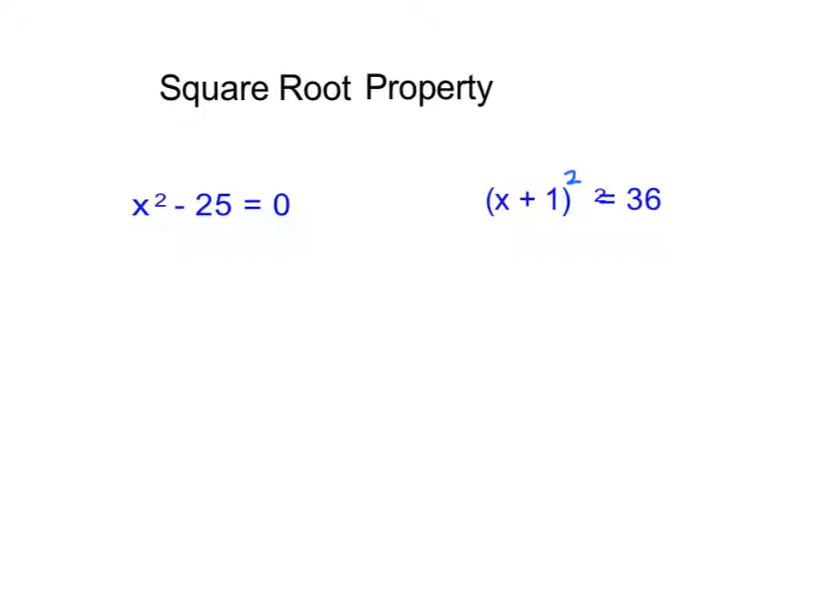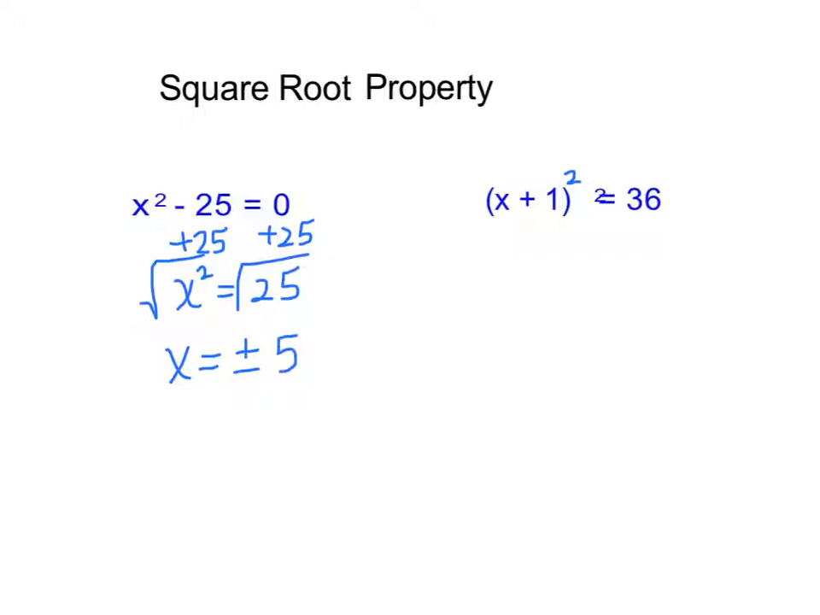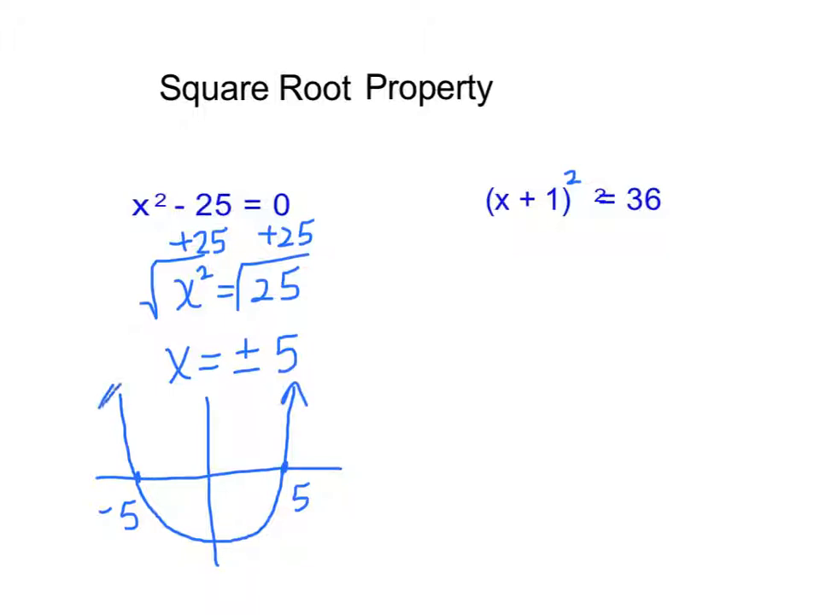So one way to do this would be to factor. Another way would be just to solve for x. So I'm going to add 25 to the other side. Okay, and that leaves me x squared is equal to 25. I'm going to take the square root of both sides, which is going to yield me two answers, positive and negative, and the square root of 25 is 5. So these would be two solutions. In other words, it would be a parabola that looks like this, that crosses at 5 and negative 5. Those are my two solutions.